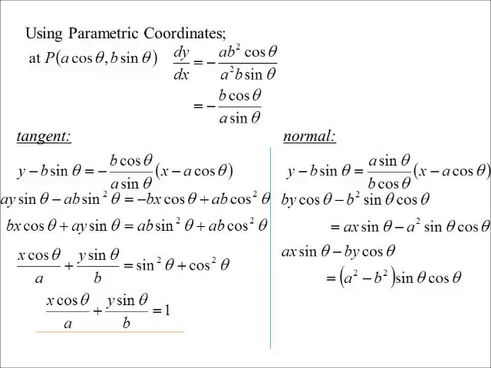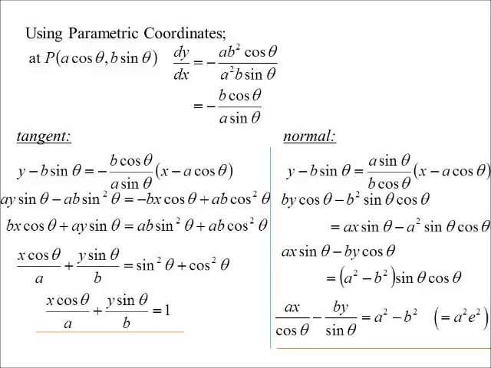Because this will be a lot neater if I just divide everything by sine theta cos theta, and that will have the result in the right-hand side, once again, becomes a squared minus b squared, like the other one was. So we get ax on cos theta minus by on sine theta is equal to a squared minus b squared.